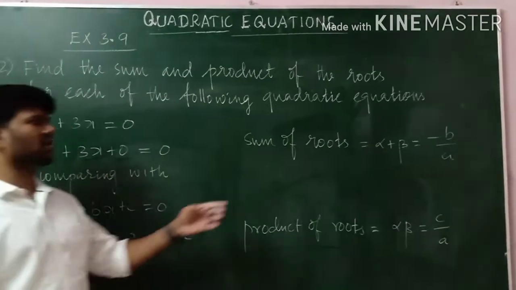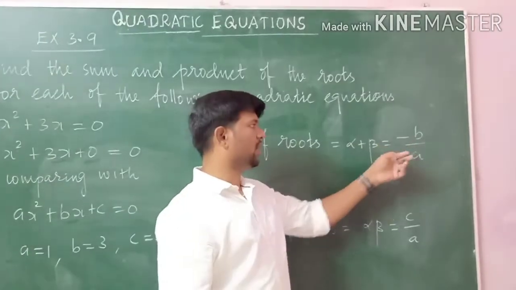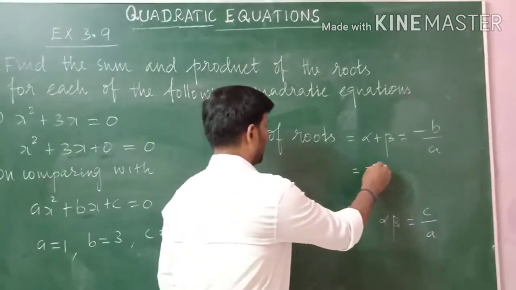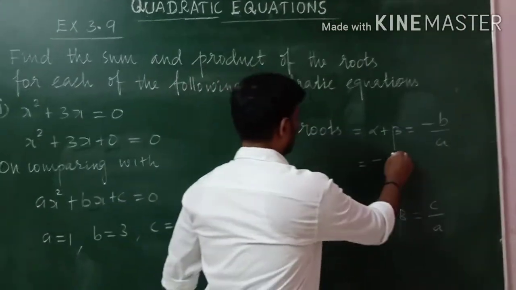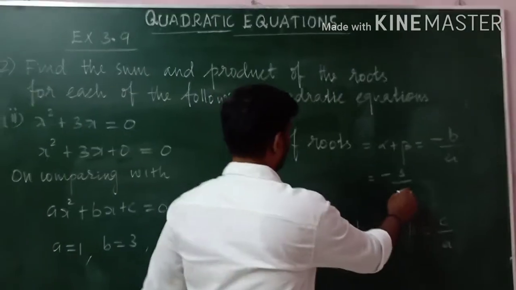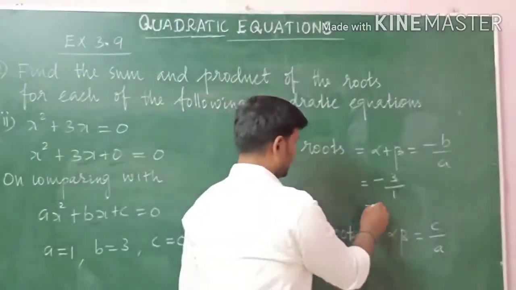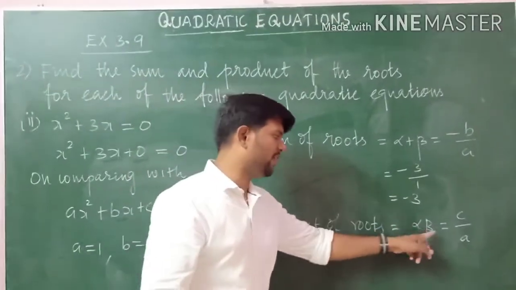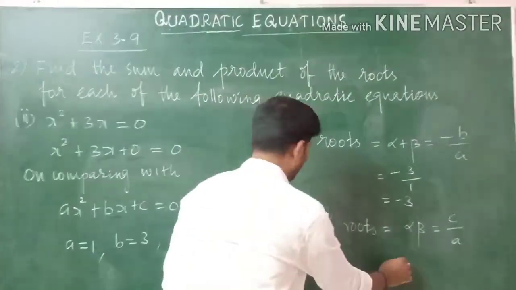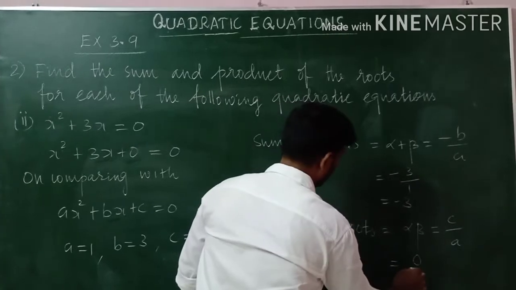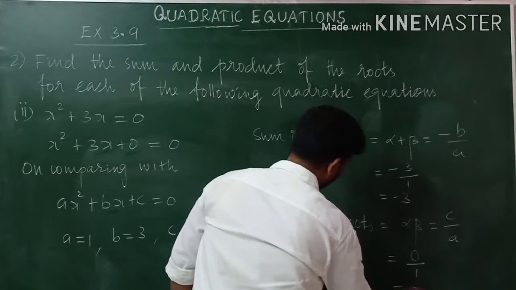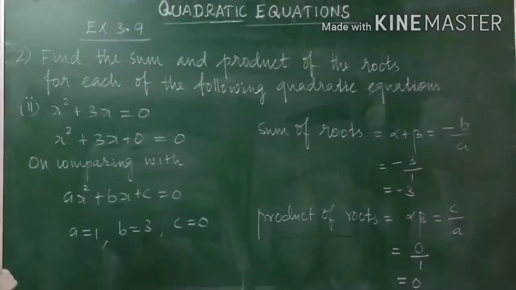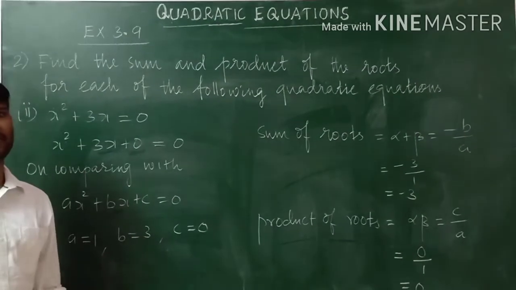What is the sum of roots? Alpha plus beta equal to what? Minus b by a. So minus, what is the value of b? 3. And what is the value of a? 1. So minus 3 by 1, so it is minus 3. And the product of roots, what? Alpha into beta equal to c by a. What is c? 0 by 1. So it is 0. So the sum of roots is minus 3 and the product of roots is 0.